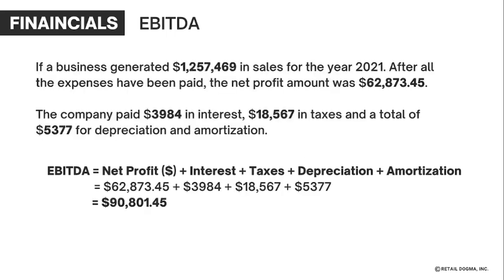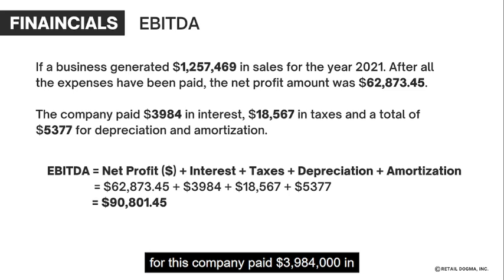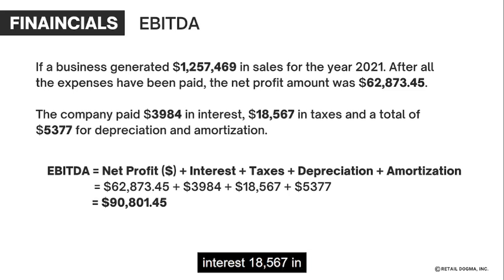For example, the same company that we have calculated net profit for, this company paid $3,984,000 in interest, $18,567 in taxes, and a total of $5,377 for depreciation and amortization. So EBITDA is going to be $90,801.45.